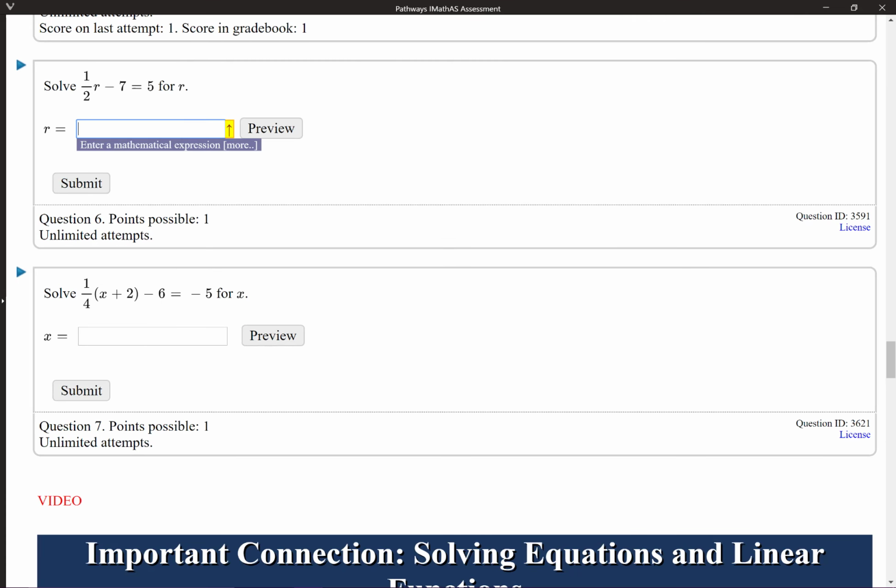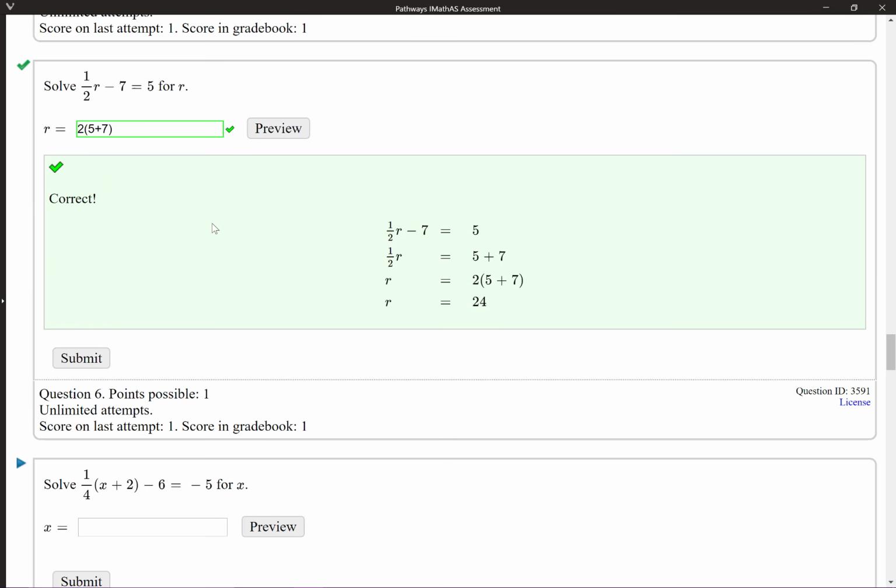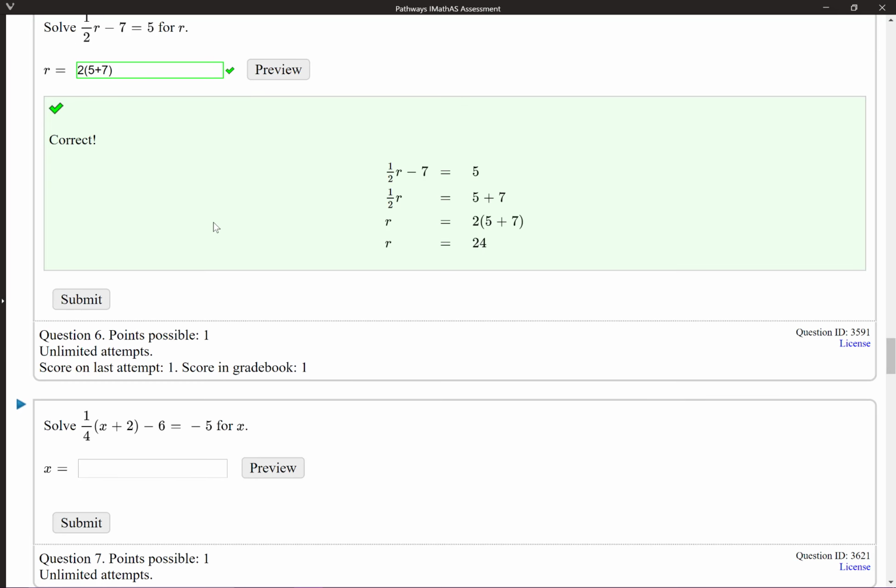So the answer is 2 times 5 plus 7, which is equal to 24. Now the fourth part can be solved in a similar way, just reasoning about how these numbers are related. Now your numbers might be slightly different than the ones you see here, but you can use the same reasoning to solve all parts of this example.